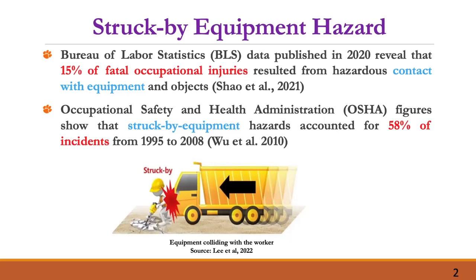For example, the BLS estimated that contact with equipment hazards accounts for 15% of the total fatalities in construction in 2020. And another study by OSHA estimated that 58% of the accidents in the time range from 1995 to 2008 were caused by struck-by equipment hazards. So as you can see, this type of hazard is a main concern in our construction industry. Next slide.